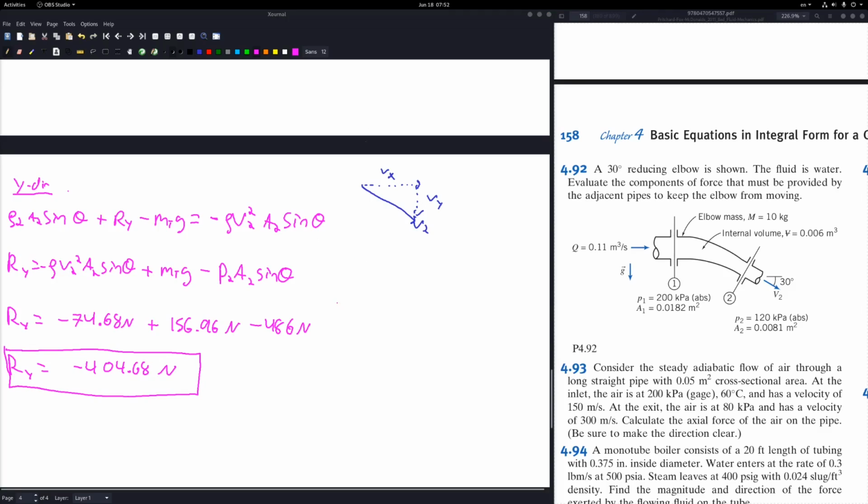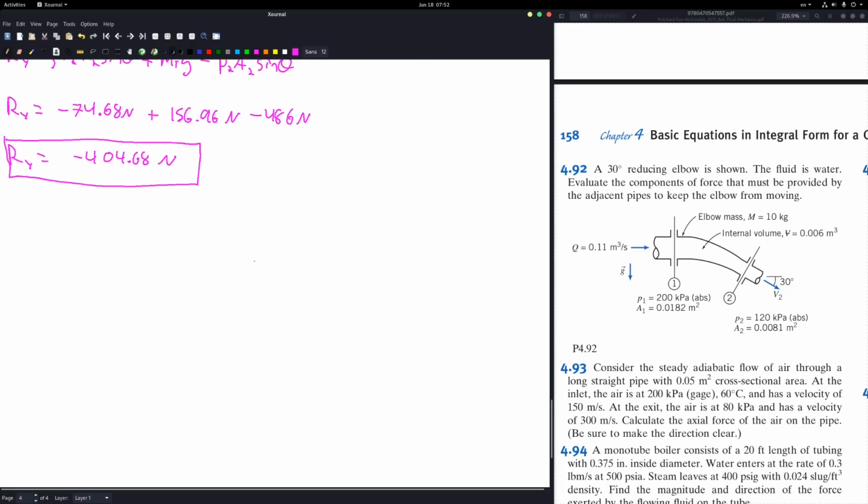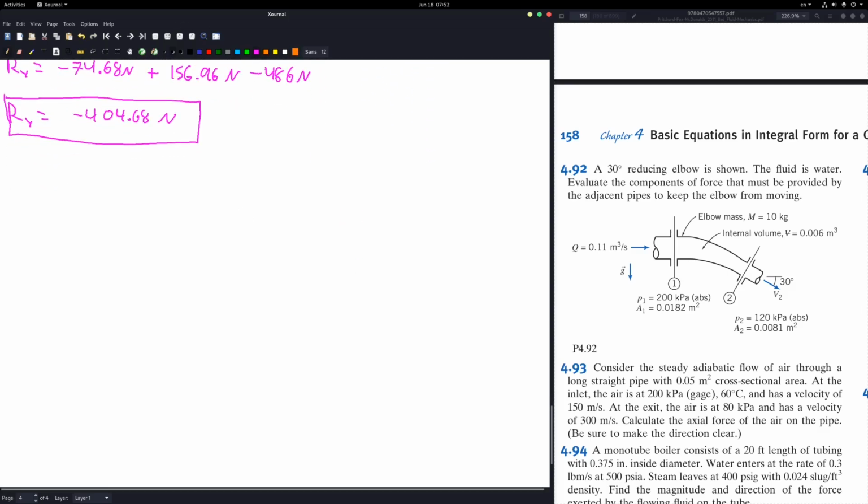Replacing again with the known information for the problem, we get that our reaction force in y is going to be minus 404.68 newtons.